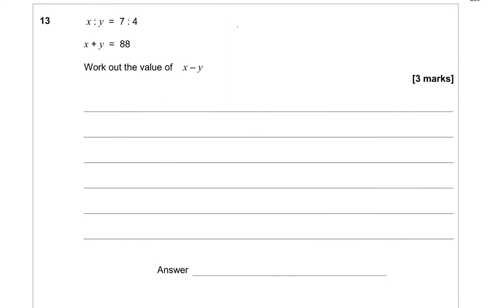Okay, question 13, another proportion question, which they've given us quite a lot of in this paper so far, but not to worry. Okay, x and y are in the ratio 7:4, and I always like to write out what that means, because in my head I can deal a little bit better with fractions. And this tells us that x equals 7/4 of y. We're also told that x plus y is 88.